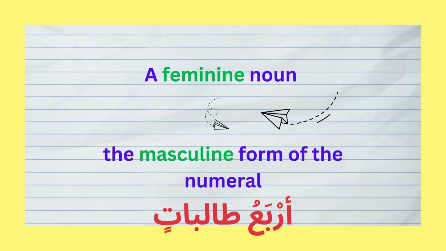Another example, أربع طالبات. It's a feminine noun. طالبات is feminine, it means female students. Because of this, the number أربع is masculine. It doesn't have تاء مربوطة. أربع طالبات.